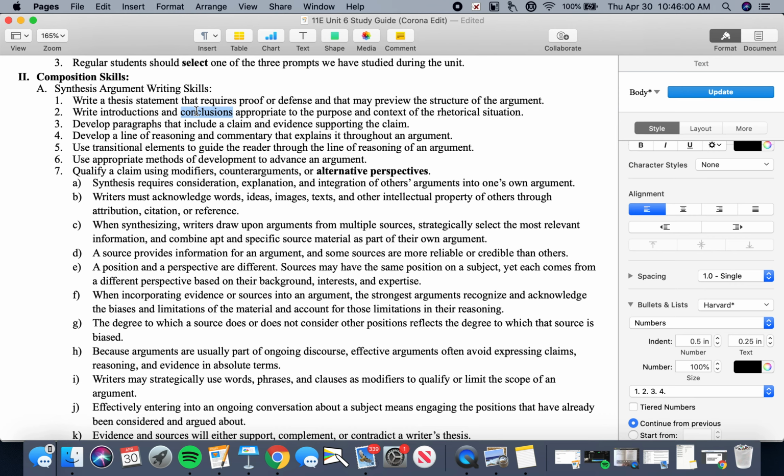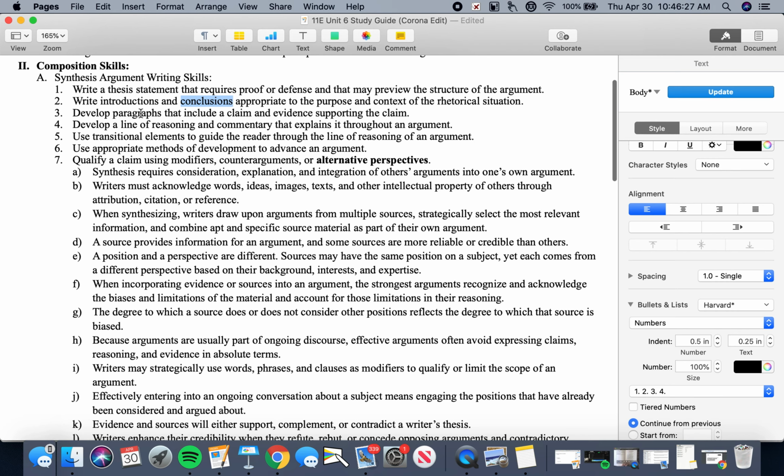It's a part of the AP language curriculum. Okay. Now I understand that in other courses it's not a part of the curriculum. Right. The APUS curriculum does not have writing effective introductions and conclusions appropriate to purpose and context of the rhetorical situation in the curriculum. All right. But the College Board in AP language and composition does. So you can't skip it. Don't skip it. All right. Write an effective introduction. Write an effective conclusion.